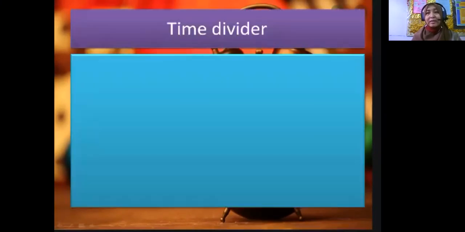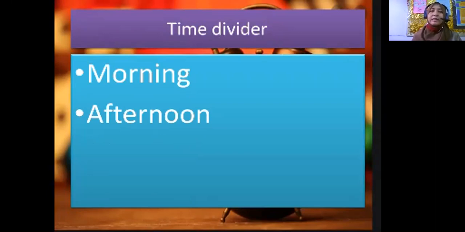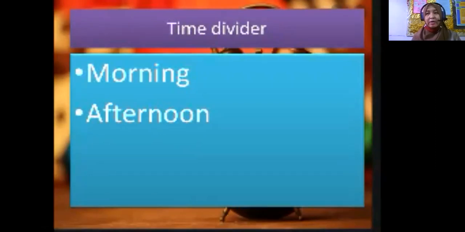In English, the time is divided into three. First, they call it morning. Indonesian said pagi. Second, they call it afternoon. Waktu yang kedua, mereka sebut afternoon. We call it siang dan sore. Okay? The last one, they call it evening. Ya, kita sebut adalah malam. So there are three kinds of time: morning, afternoon, and evening.